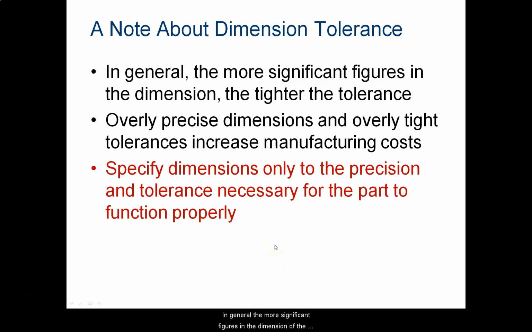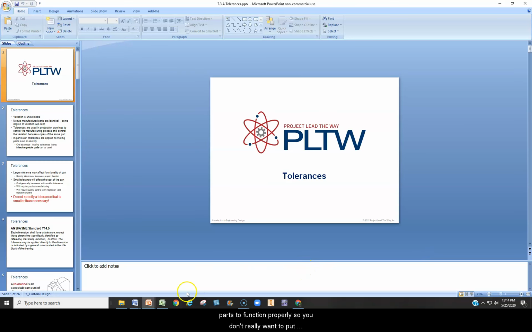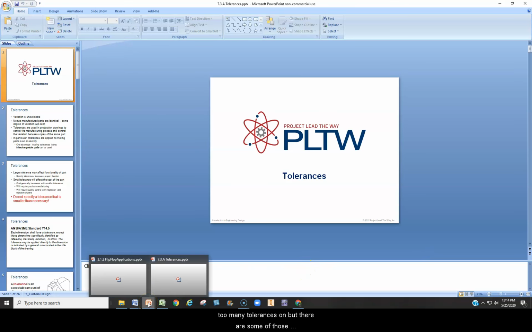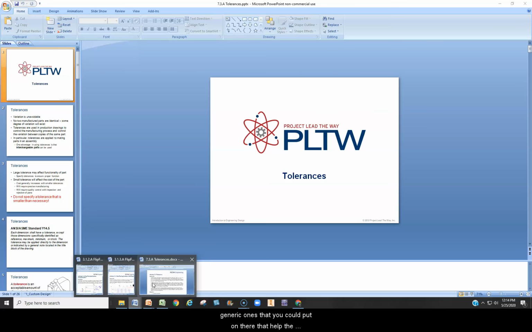In general, the more significant figures in the dimension, the tighter the tolerance. Overly precise dimensions and overly tight tolerances increase the manufacturing cost, so specify dimensions only to the precision and tolerance necessary for the parts to function properly. You don't really want to put too many tolerances on, but there are some generic ones you can put on there that help with tolerancing.